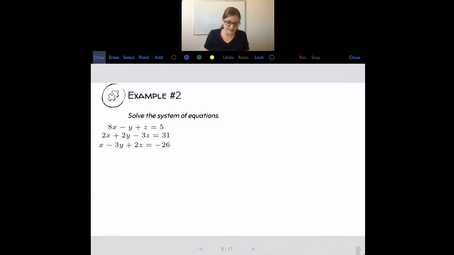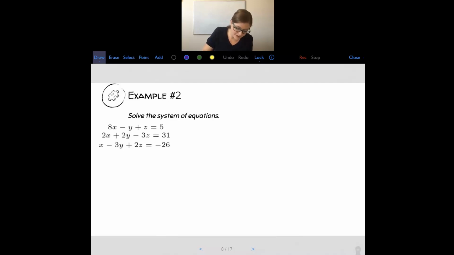Example 2, solve the system of equations. So we have x minus y plus z equals 5, 2x plus 2y minus 3z equals 31, x minus 3y plus 2z equals negative 26. So what I'm going to do in this case, just to show you how it would work eliminating a variable other than x, is I'm going to eliminate y from equations 2 and 3.